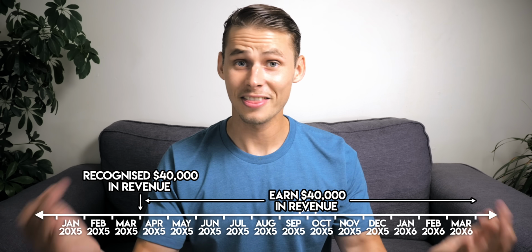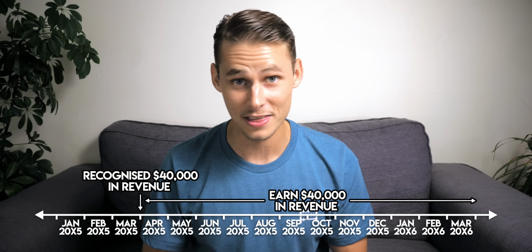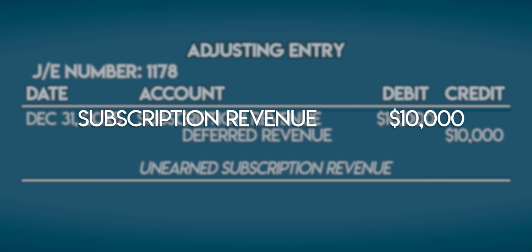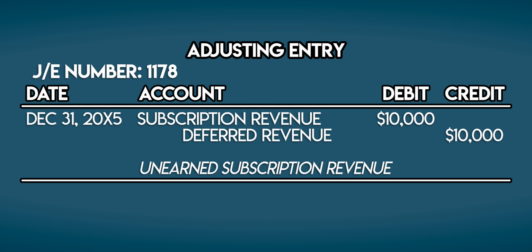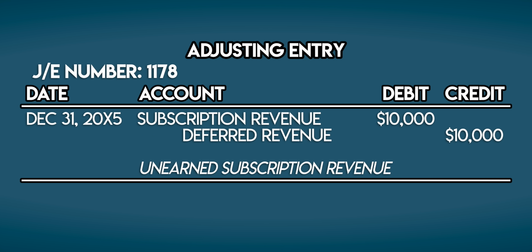But it's all good. That's what adjusting entries are for. These are the journal entries that you post to bring your books in line with the accrual method. We can fix this situation by reversing 3 out of the 12 months of your subscription revenue, which is $10,000, and temporarily holding it as a liability in an account called deferred revenue or unearned revenue. This is a liability account because you still have an obligation at the end of the year to provide your customers with Rough Times from January to March.